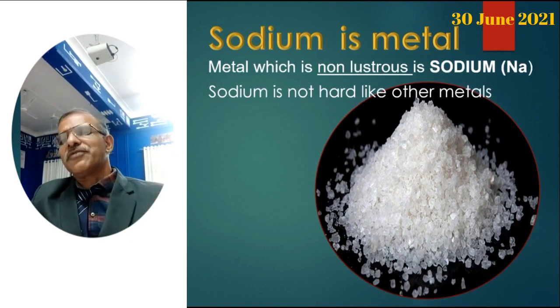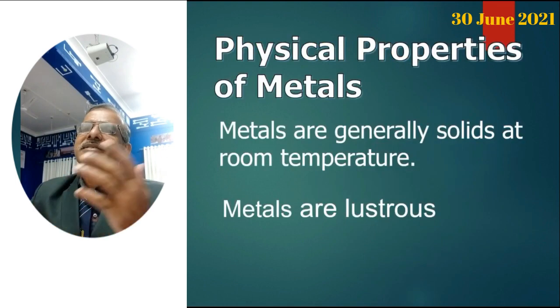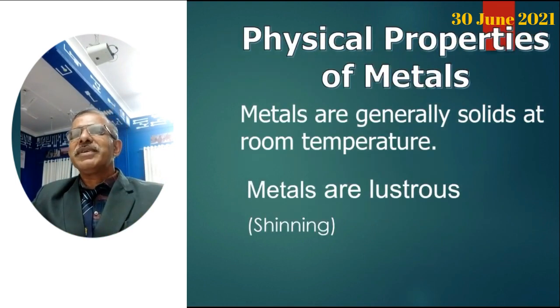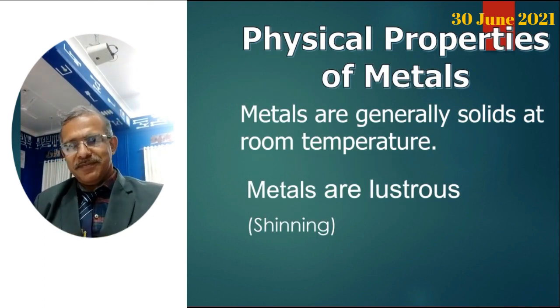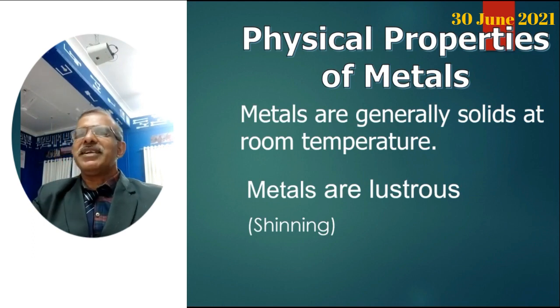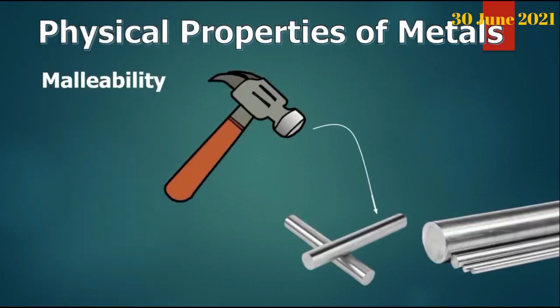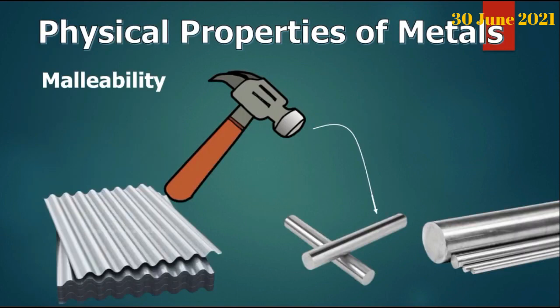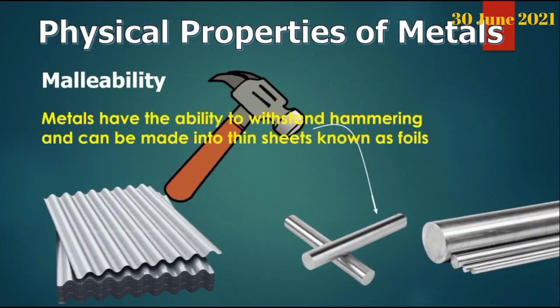Next, what we have learned so far is that metals are generally solids at room temperature and metals are lustrous, right? The next property is malleability. And what do you mean by malleability? Malleability is that you can beat on the metal and convert it into sheets. All the metal sheets are just hammered, right? So you can convert them into sheets. And that property of metal is called malleability.